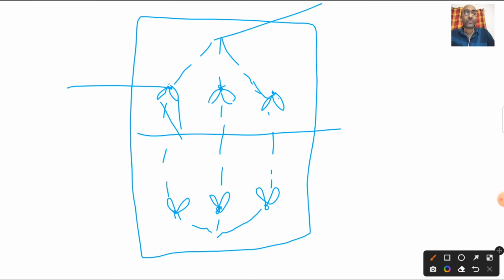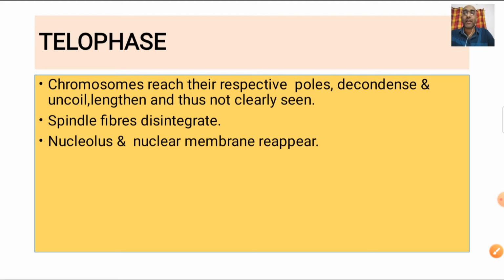Now let us go to the last one, that is your telophase. Well, as far as telophase is concerned, by the beginning of the telophase, the chromosomes have reached the opposite poles. During the anaphase movement, the chromosomes were moving towards the opposite poles.